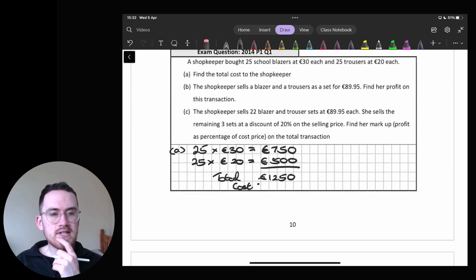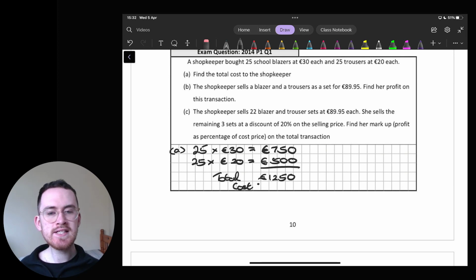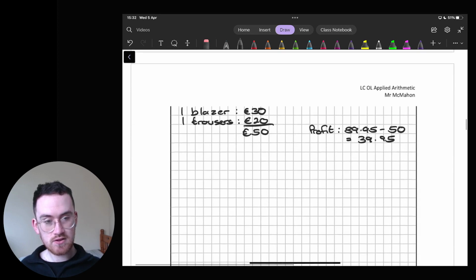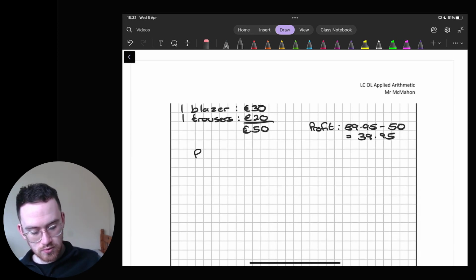The shopkeeper sells 22 blazer and trouser sets at $89.95 each. She sells the remaining 3 sets at a discount of 20% on the selling price. Find her markup profit as a percentage of cost price on the total transaction. So 22 of the sets are sold as we've seen there. Her profit on those is going to be $39.95 on each of them.